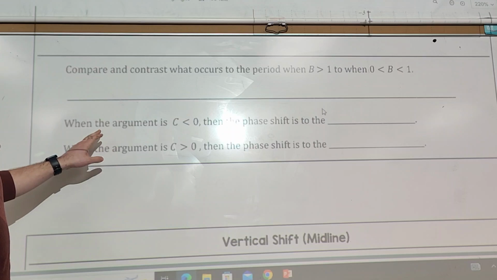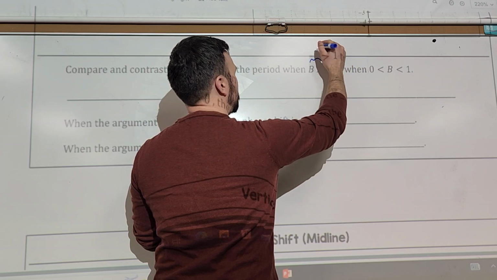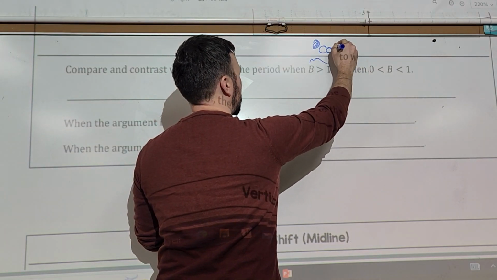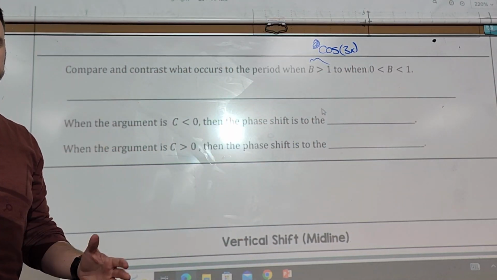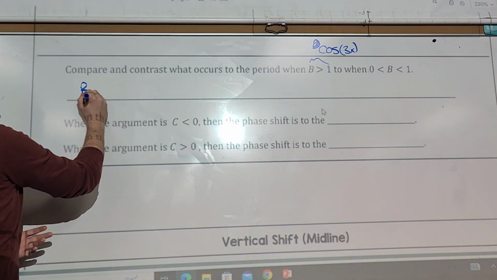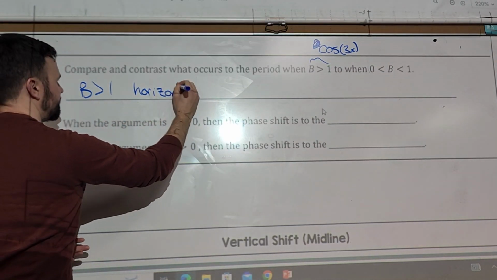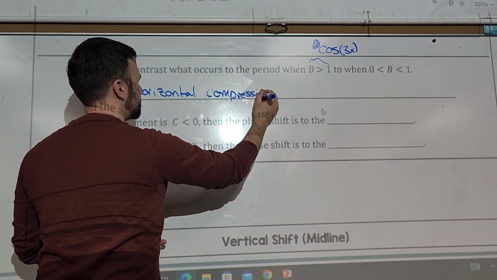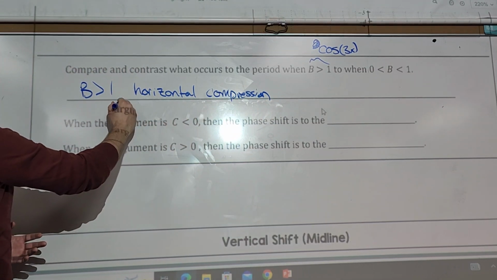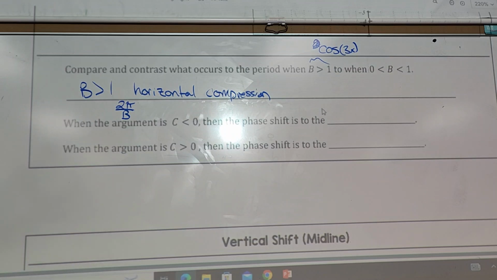So now, what happens to our period if b is greater than 1? If we have cosine of 3x, what's going to happen to our graph? It's a compression, right? If b is greater than 1, it's a horizontal compression. And why is that true? I know we've talked about it a lot, but we're doing it again. Because my period is 2 pi over b, right? So if I'm dividing by b, I'm compressing it, because it's always opposite what's in the parentheses.